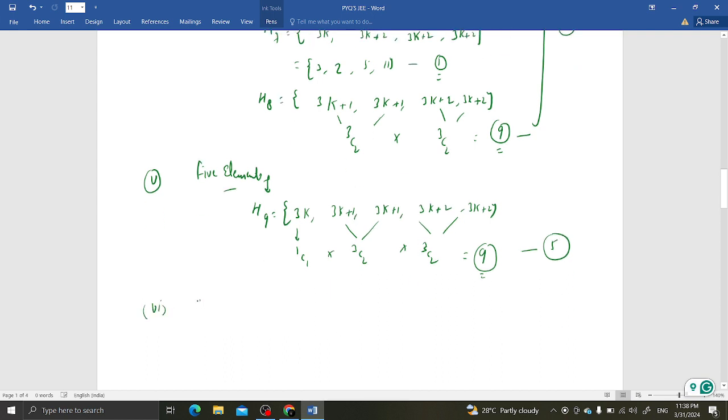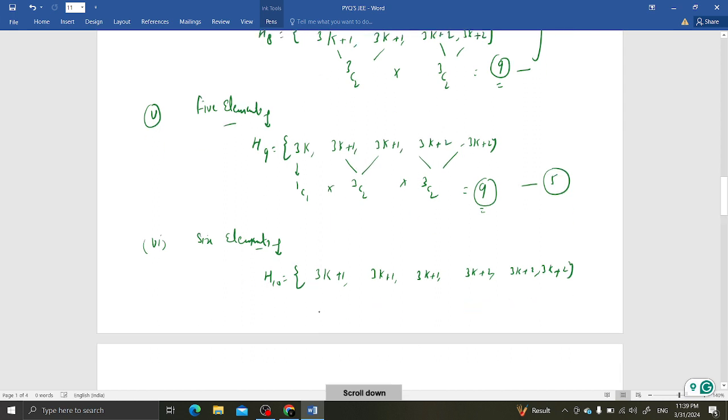Now the sixth one, 6 elements. So H10. H10 is the format of 6 elements we need to choose, right? So 3k plus 1, 3k plus 1, 3k plus 1, 3k plus 2, 3k plus 2, and 3k plus 2. Okay, so here 1 I can choose, and this is 1, 7, 10, 2, 5, 11, and this is exactly the one we got.